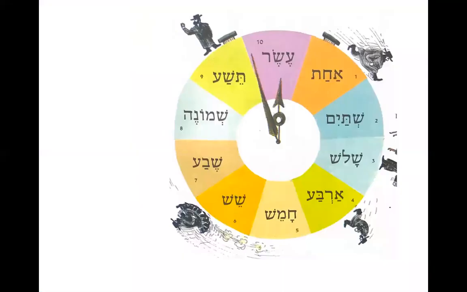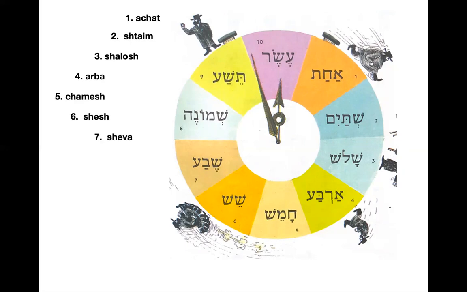So now we've learned enough letters that we can count to 10. So let's start. Number 1, achat. 2, shtaim. 3, shalosh. 4, arba. 5, chamesh. 6, shesh. 7, sheva. 8, shmone. 9, tesha. And 10, eser.